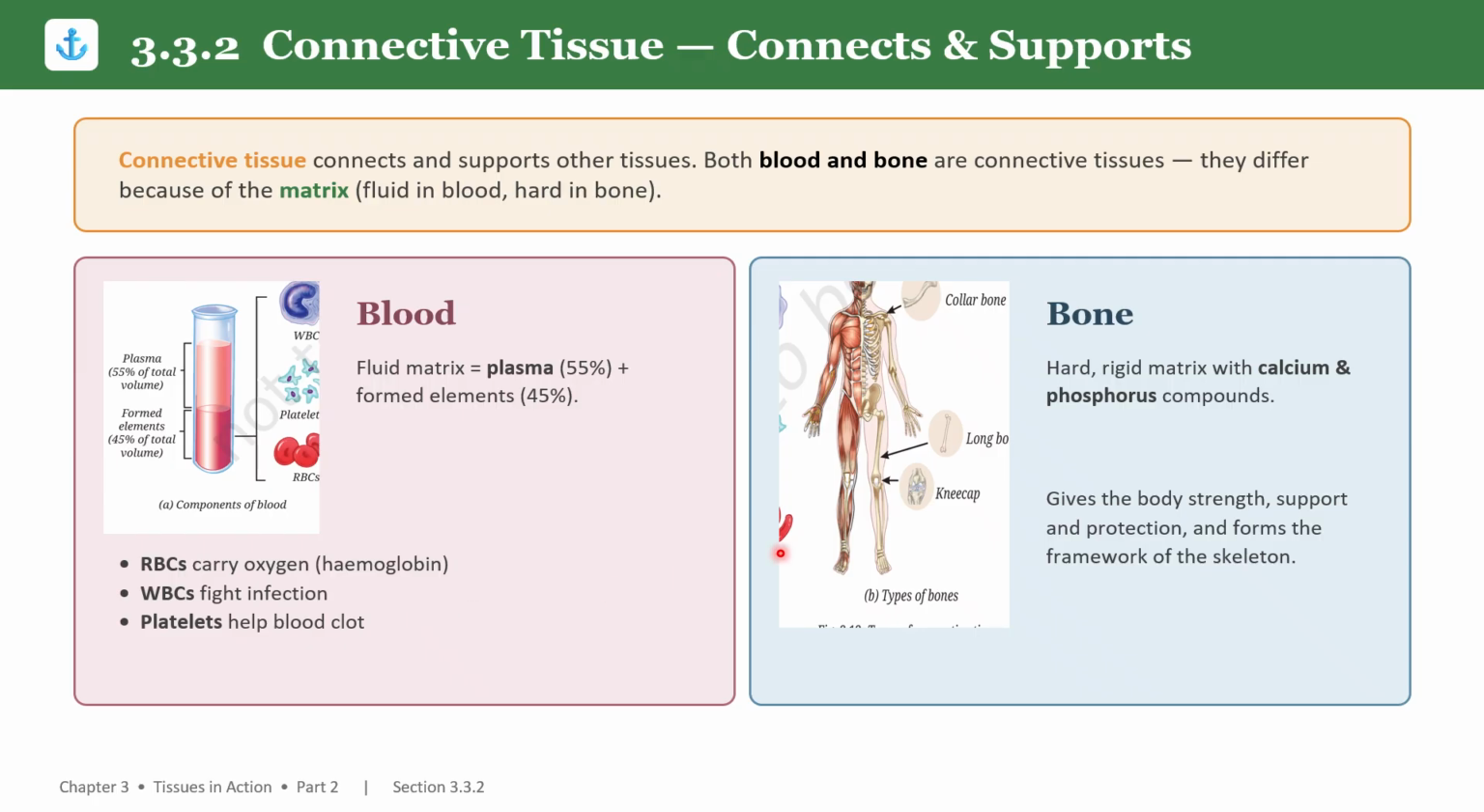Next we are going to see bone. Bone is also a connective tissue. Unlike blood, its matrix is hard, because it contains calcium and phosphorus compounds. And what is its function? It gives support and protection, is the framework of the body, and also helps in movement.